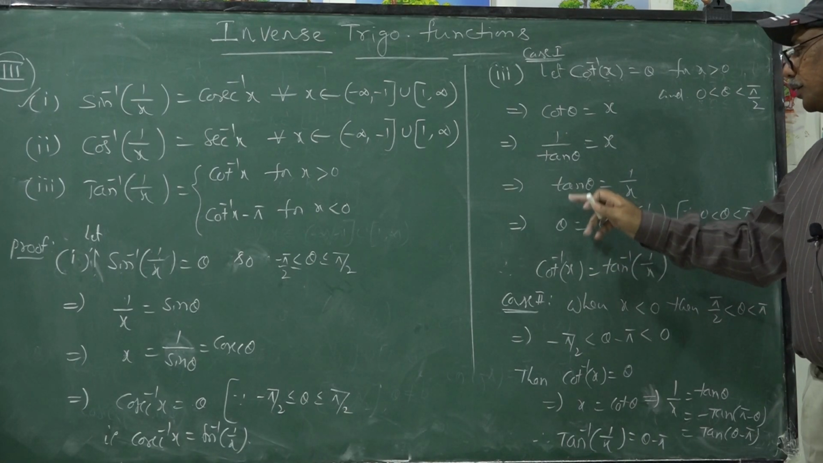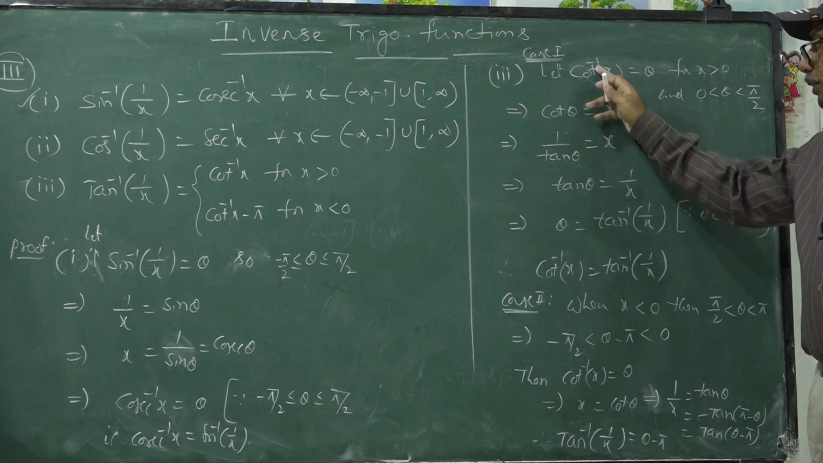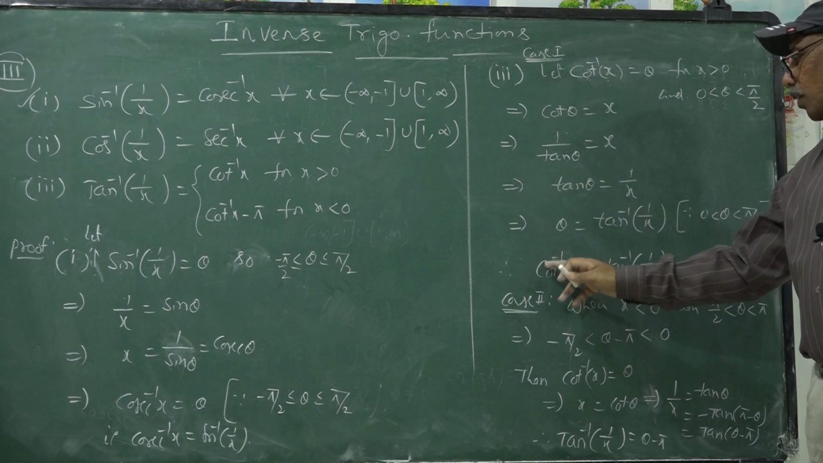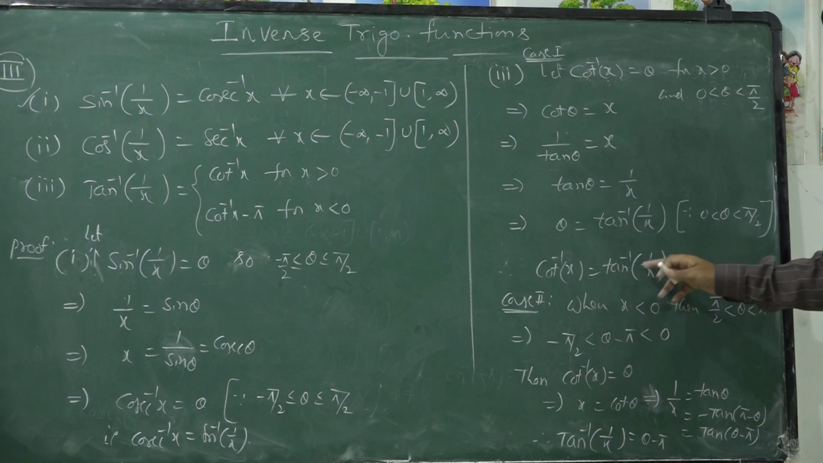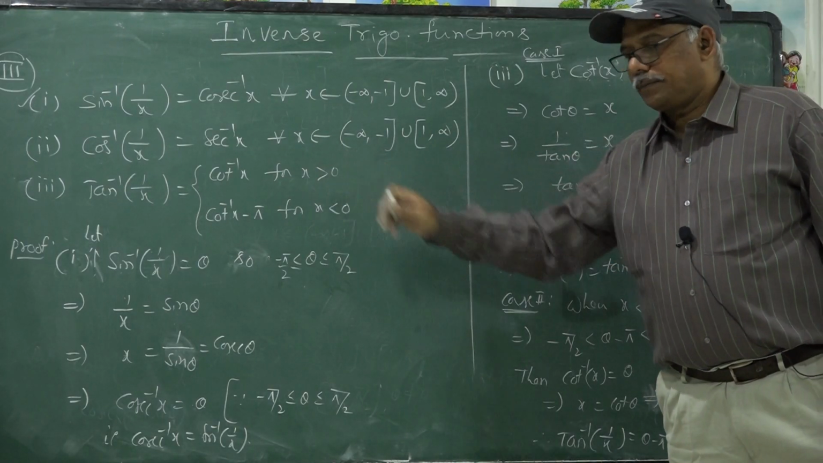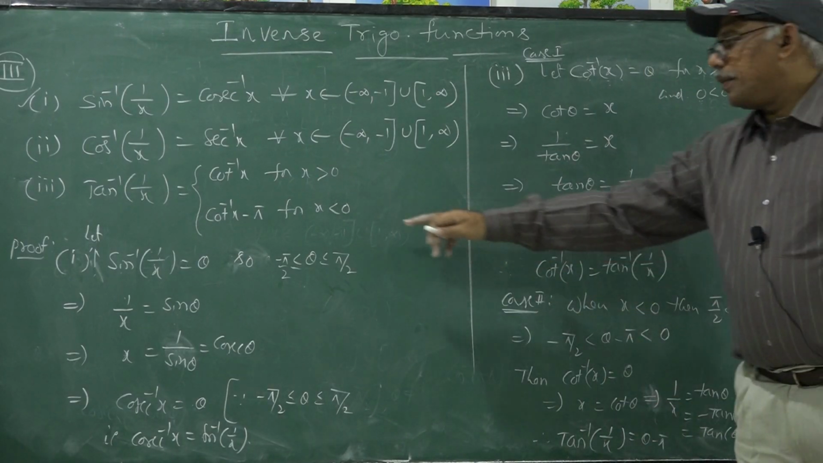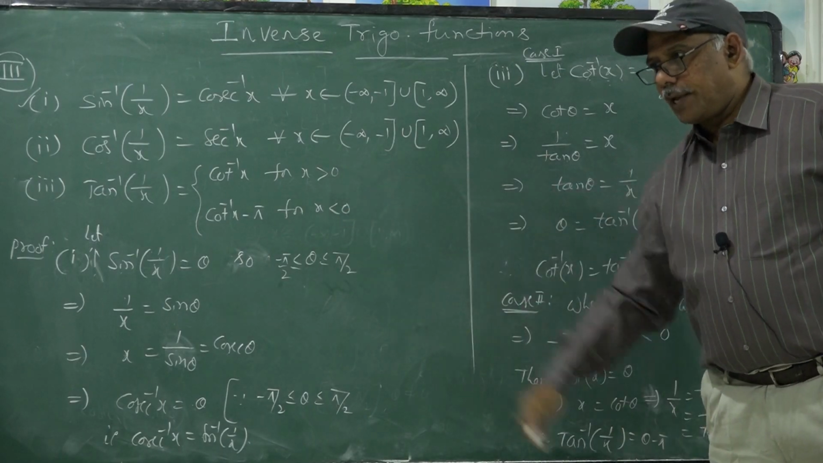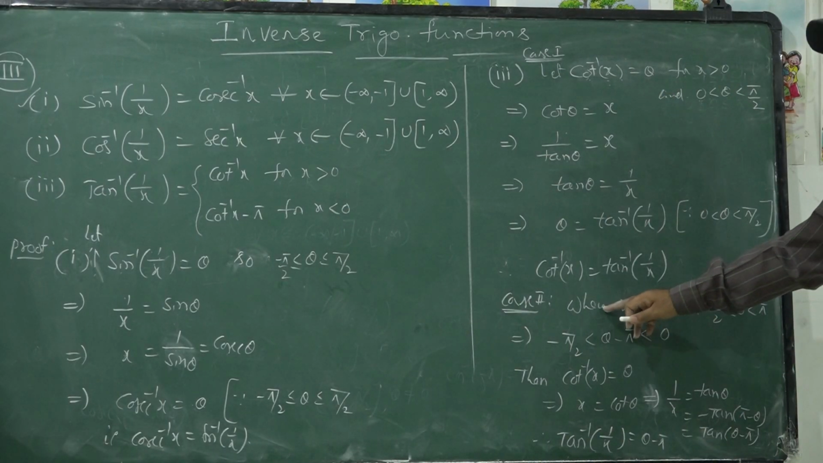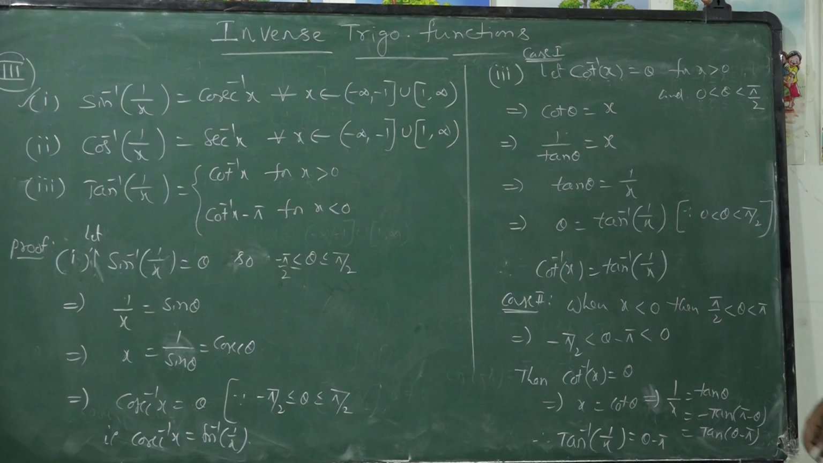Therefore, what is theta here? Theta is cot inverse x, hence cot inverse x becomes tan inverse of 1 by x, the first case. Coming to the second case, whenever x is negative, when x is negative, then theta lies between pi by 2 to pi.